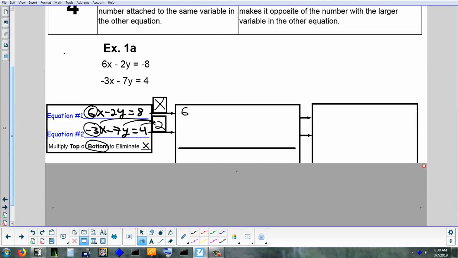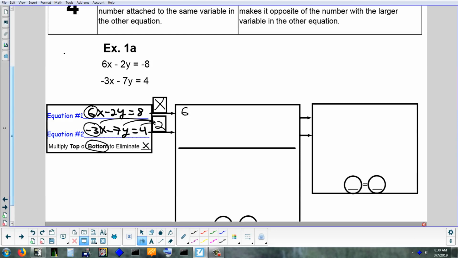From here, this is exactly like a case 2 or 3 problem. We just do all the same work, same template. 6x minus 2y equals 8. Now in the bottom, remember to double or multiply everything by 2. Everything. Don't forget the 4. Some people forget the 4.